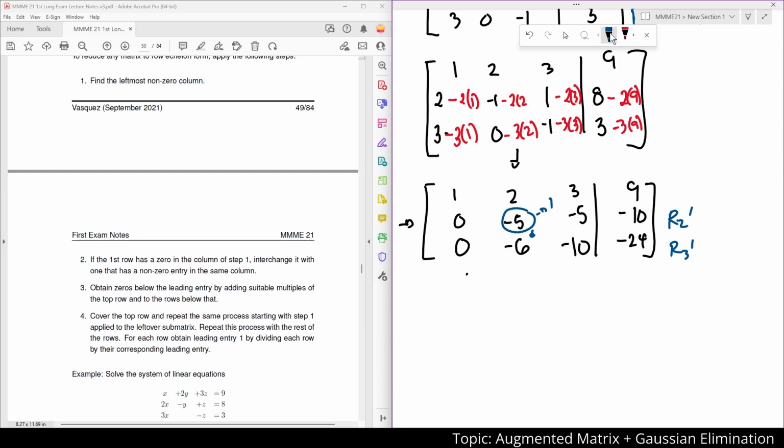Okay? So to do that, we have 1, 2, 3, 9. To make this into 1, we need to multiply R2 prime by negative 1 over 5, or divide by negative 5. Pag ginawa natin yon, we will have 0, 1, 1, 2.